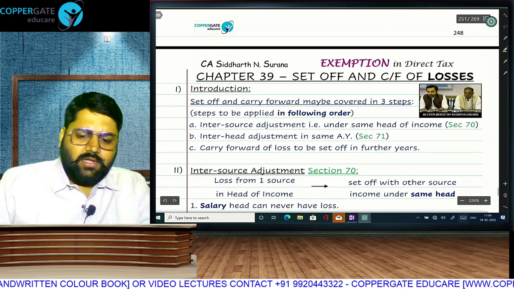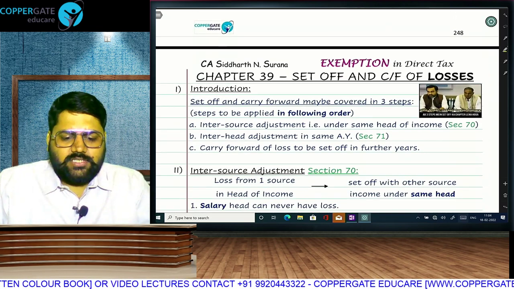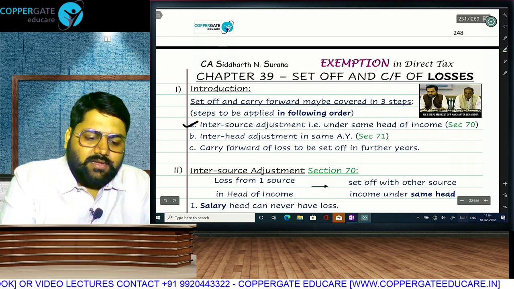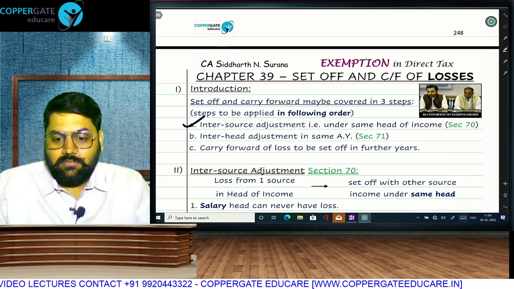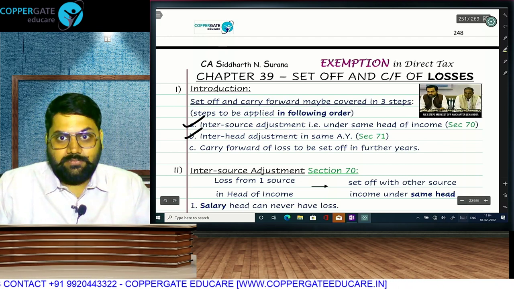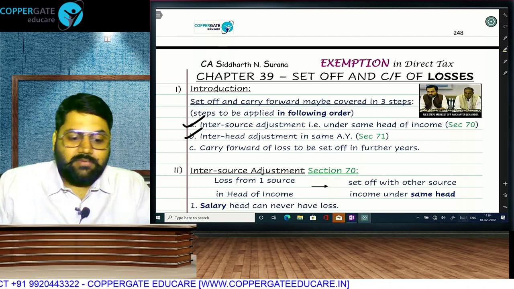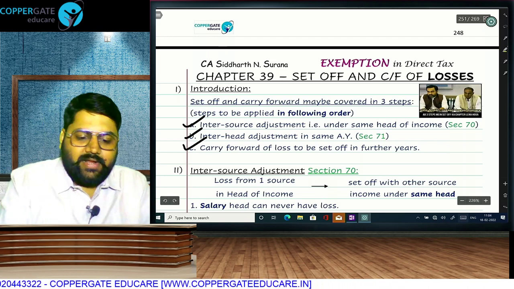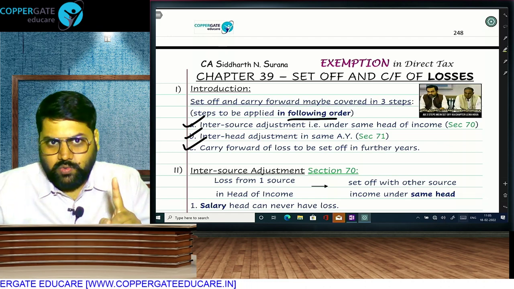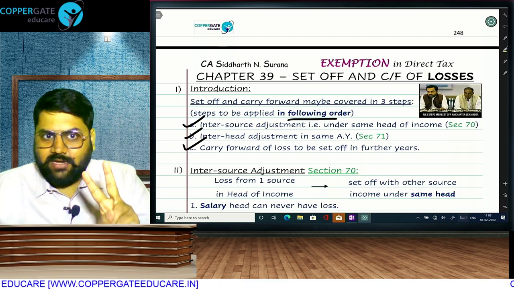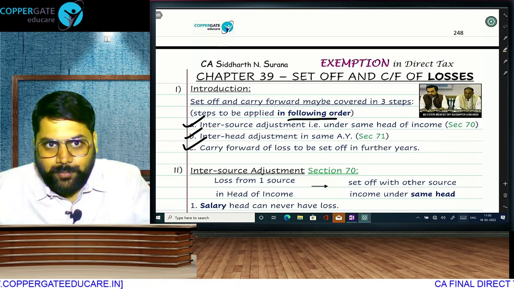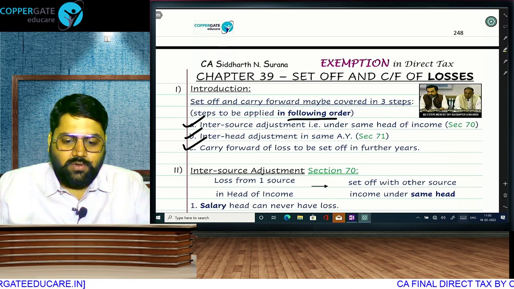Same is the case of set off and carry forward of losses. Whenever you have losses, you will want to adjust those losses. Step number one, it will be adjusted in the same head of income. Step number two, adjust against other heads of income in the same year. And step three will be carry forward. It has to be compulsorily done in the order. If you have profit in the same head, you cannot go to another head. If you don't have profit, then you go to another head. If you have profit in the other head, you cannot carry forward. Set off is not optional, it is compulsory. If you are eligible, you have to take it.